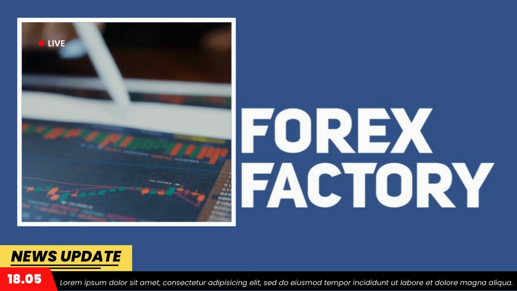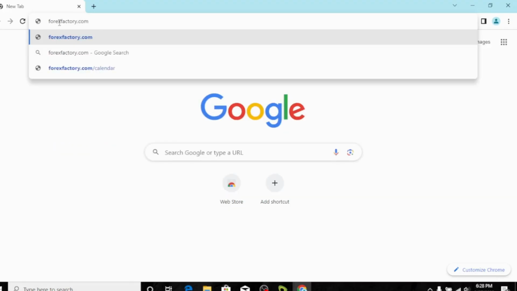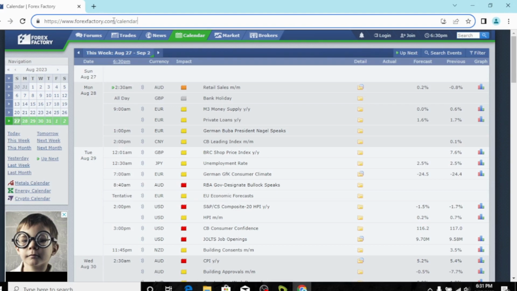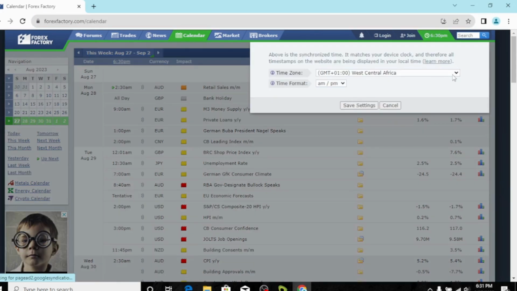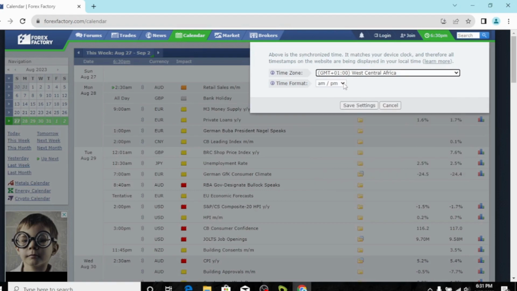So what we do now, go to Google and type forexfactory.com. This is the page that we open up. The first thing you're gonna do is to go to this place here at the top right hand corner where we have the time. What we want to do is to set the time to the time zone that corresponds with our time. So set the time zone here and the time format and click save.